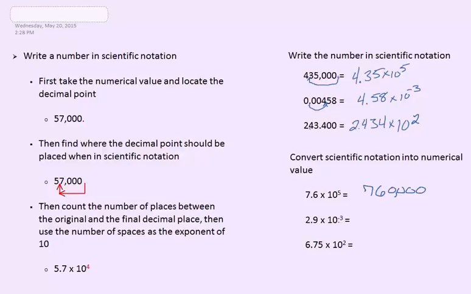For our next example, we see our value is 2.9 times 10 to the negative third. Since our exponent is negative, we're going to move our decimal 3 places to the left. If we do so, we'll get 0.0029. And finally, we have 6.75 times 10 to the second power. Since it's a positive power, we're going to move our decimal place 2 places to the right. And when we do so, it'll give us 675.